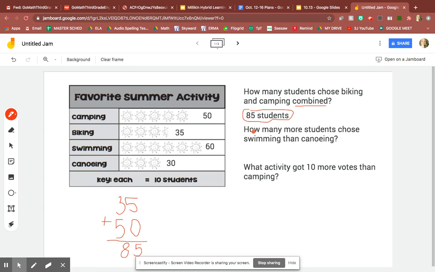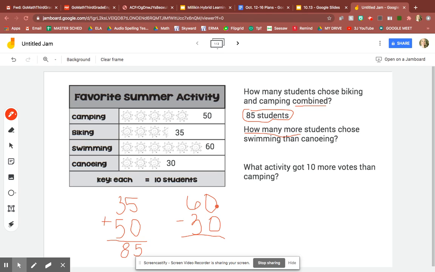Okay. Number 2, how many more students chose swimming than canoeing? Okay, so how many more are the key words here. That means to subtract. So I need to subtract canoeing from swimming. So swimming had 60 students and canoeing had 30 students. So I'm going to do the bigger number first, and 60 minus 30. Go ahead and solve this problem and then resume the video when you are ready to check your answer.